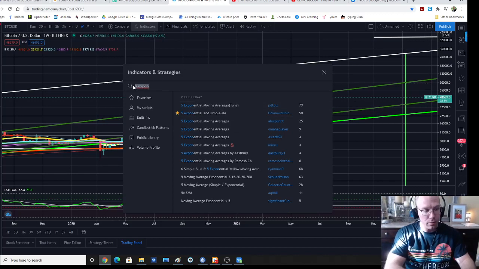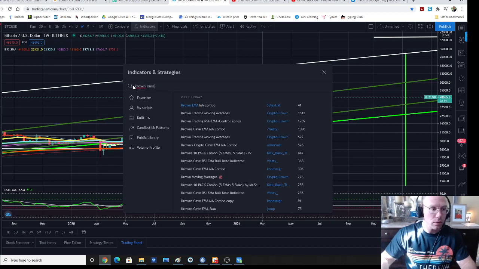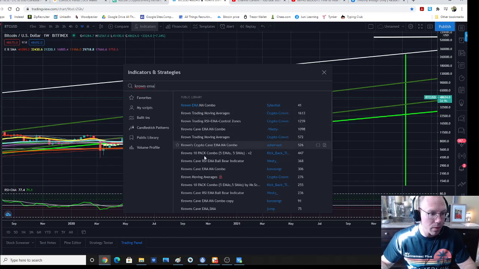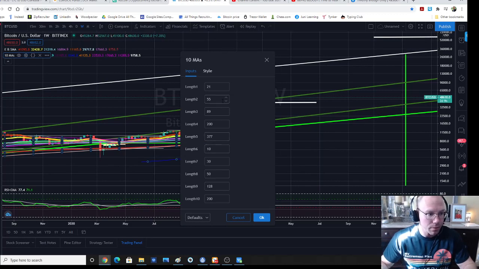It's from Krown. It says 10-pack, Krown's 10-pack combo. The cool thing about his is that he's already got you all set up. One thing he doesn't have is the 10, and the 10 is very useful, especially on the daily and the weekly. In a bear market, you probably want to use these. This is like bear market moving averages, because the 10 isn't as useful in a bear market.